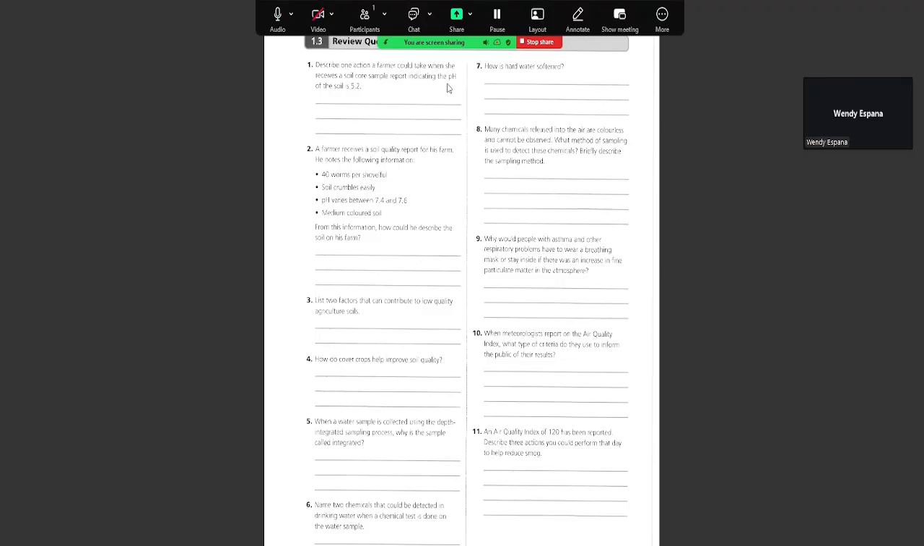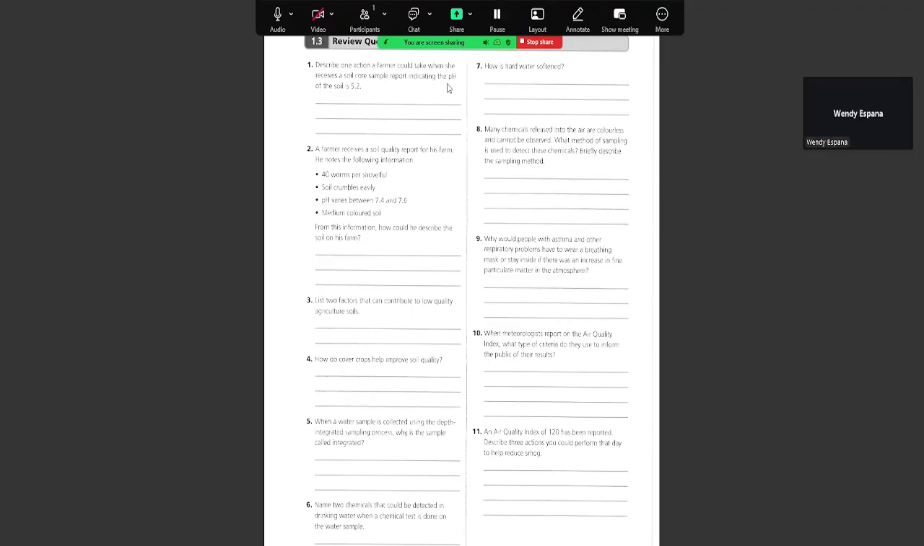Number 9 is why would people with asthma and other respiratory problems have to wear a breathing mask or stay inside if there was an increase in fine particulate matter in the atmosphere? So, what you want to do there is talk about what the danger is. What is dangerous about fine particulate matter, and why is that particularly bad for people with asthma and respiratory problems?